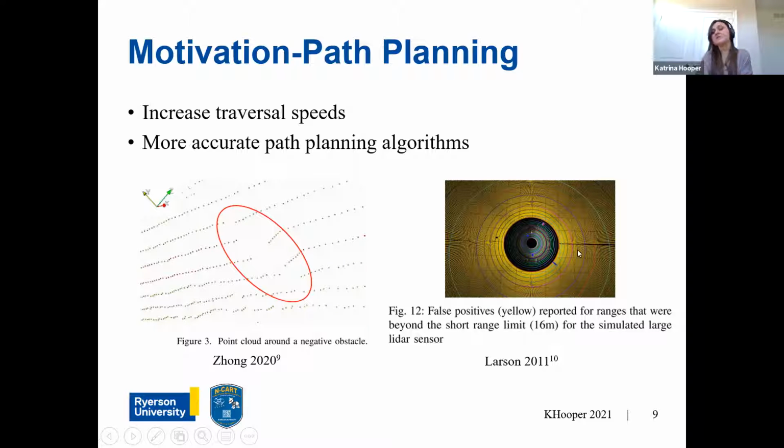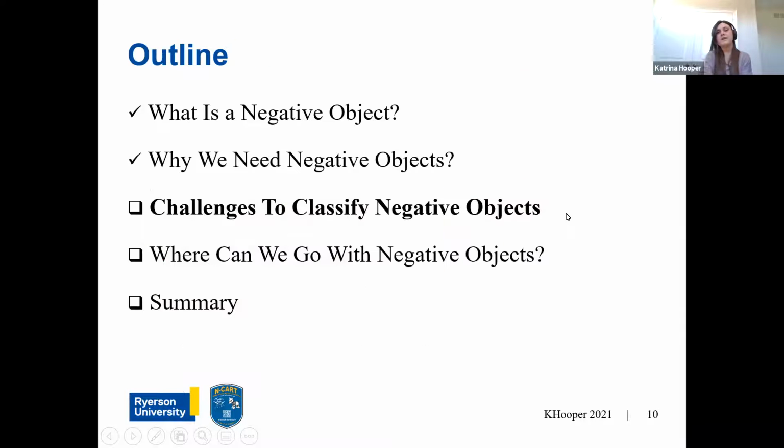So everything that you see here that's yellow is a false positive, where the robot thought there was a negative object there, but it was actually nothing and potentially a safe area. So understanding negative objects would help us to increase that range.